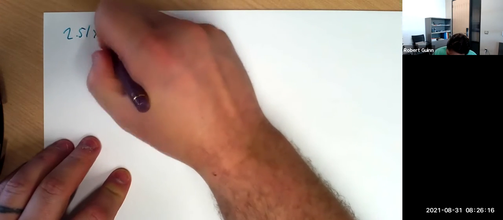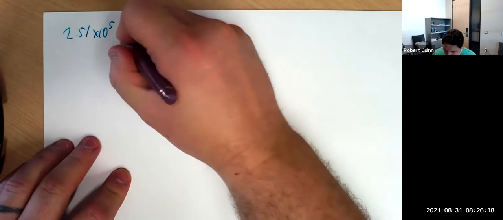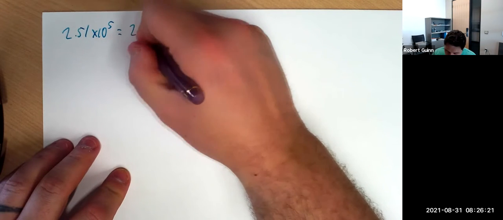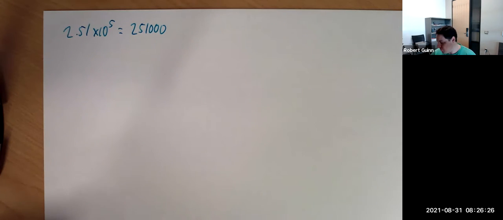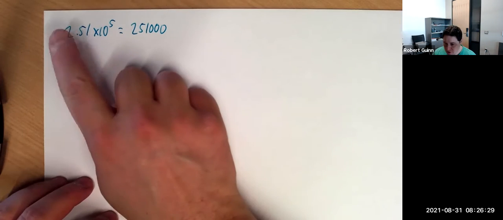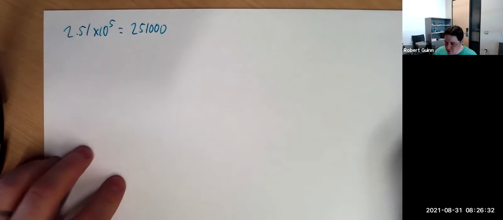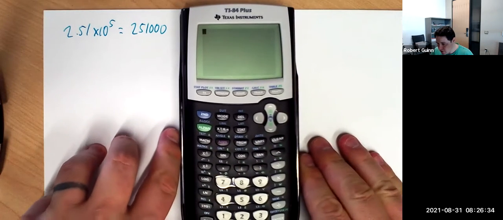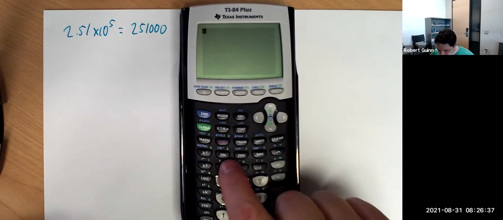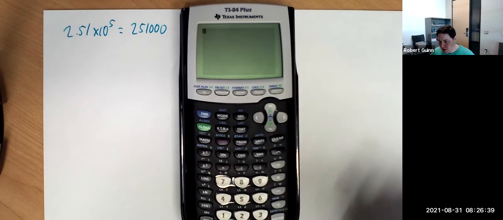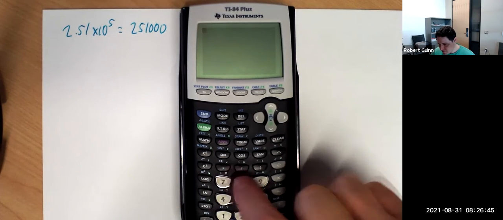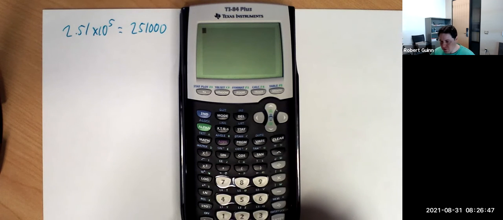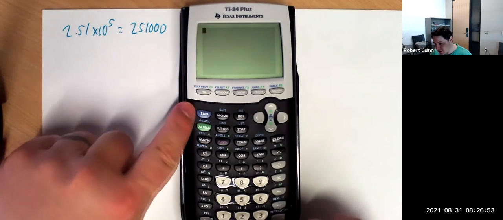For example, 2.51 times 10 to the 5, which we can represent in base notation as well as 251,000. But we need to know how to put it into the calculator using scientific notation. So the way that you do that is by this key called EE. Now, to access that EE key, you notice that it's not on the button itself, it's above the button and it's blue. So to access those blue functions, you have to hit the second key.